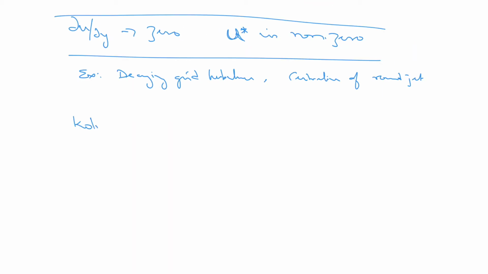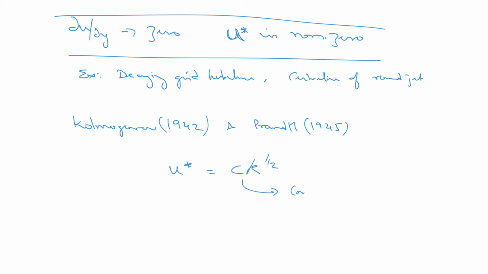Independently, Kolmogorov in 1942 and Prandtl in 1945, they brought that it is better to base the velocity on the turbulent kinetic energy. It can be mathematically written as u star equals c turbulent kinetic energy power half, wherein the c will be a constant. Here this k is turbulent kinetic energy.